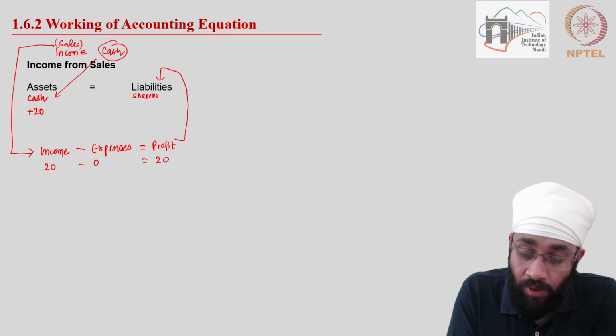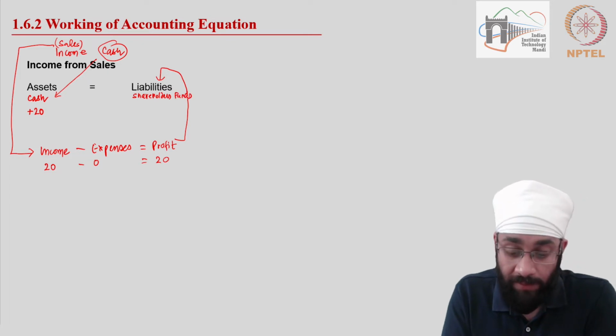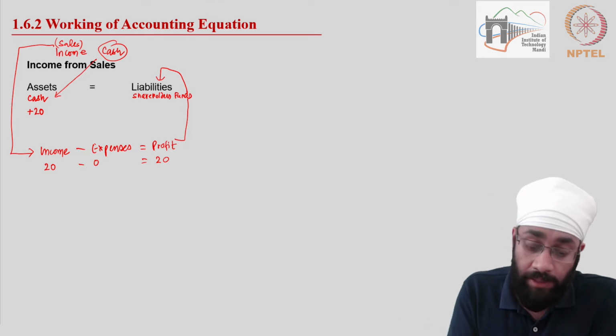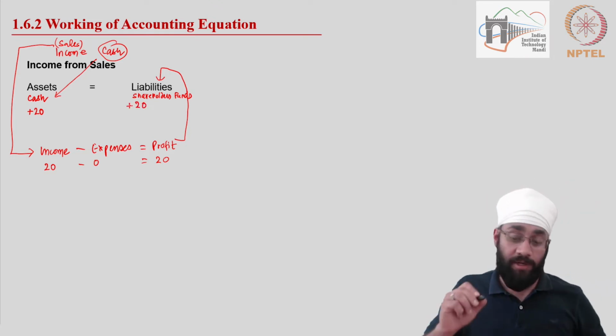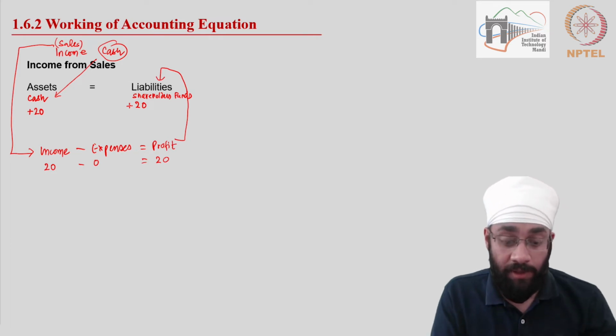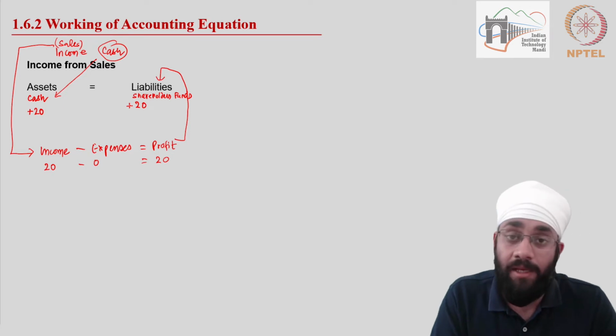So the shareholders' funds is how we call the total amount. The capital brought in, and a new profit. Shareholder fund is going to go up by 20. So that's how the accounting equation still holds after an income entry.